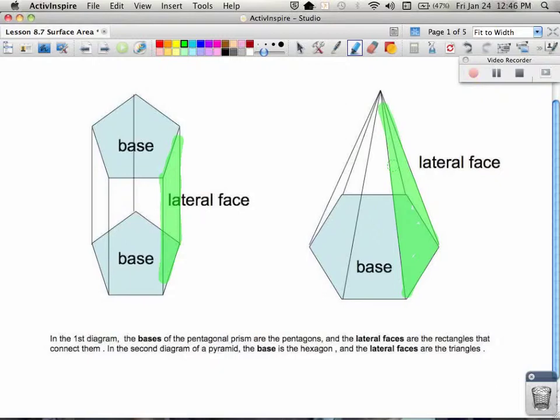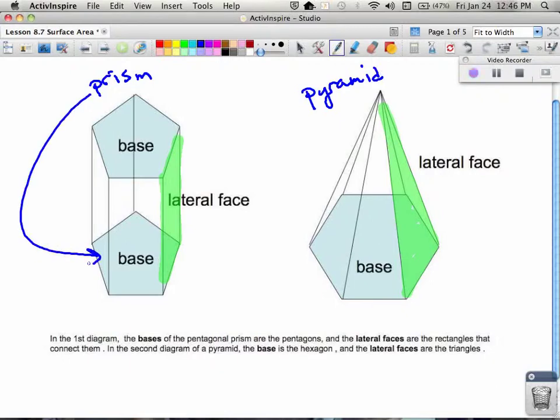And each of these figures, the prism and the pyramid, are named by their bases. So when I look at the base, that's why this prism is called a pentagonal prism, because the base is a pentagon, and this pyramid is called a hexagonal pyramid because the base is a hexagon.